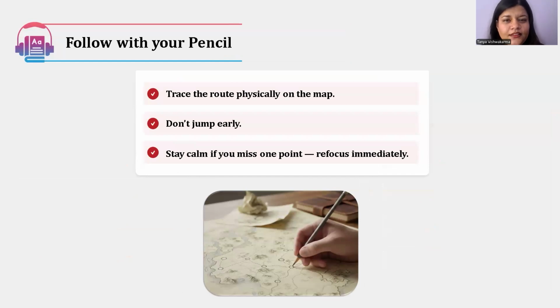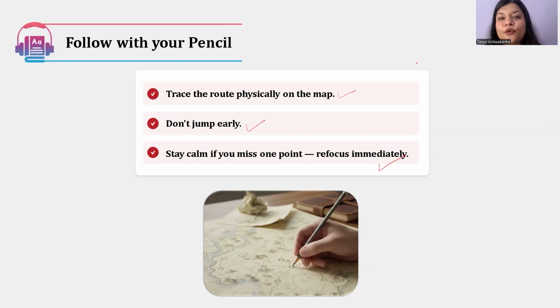Now, that was a basic introduction of what all things you need to have in order to deal with this particular question type. Now, let me talk to you about the strategy that you are going to use. This strategy is known as the pencil tip, or follow your pencil strategy. What does this mean? It says trace the route physically on the map. Don't jump early. Stay calm if you miss one point. Refocus immediately.